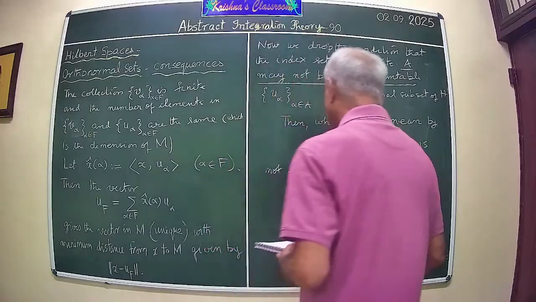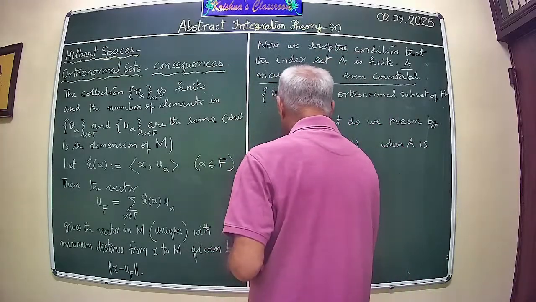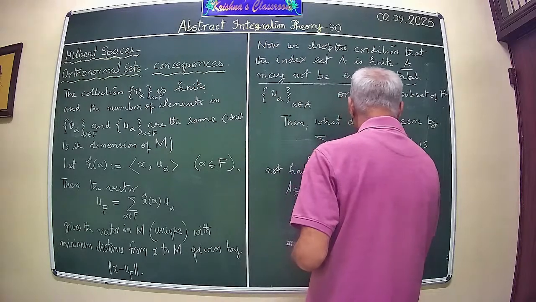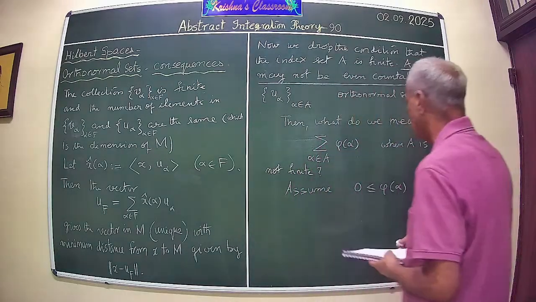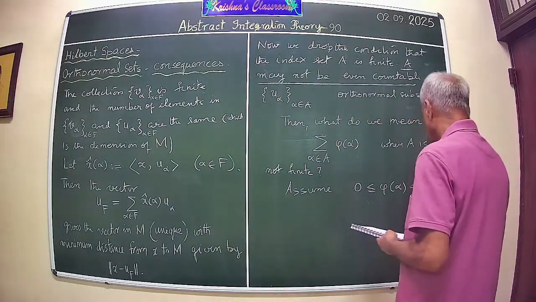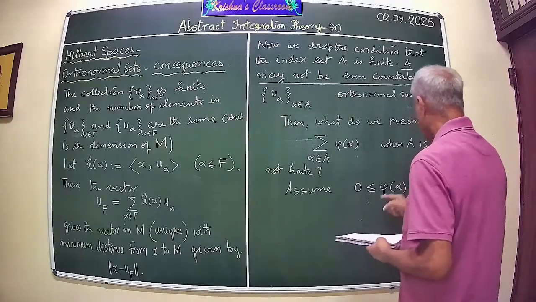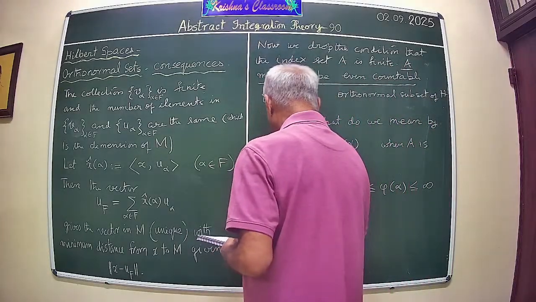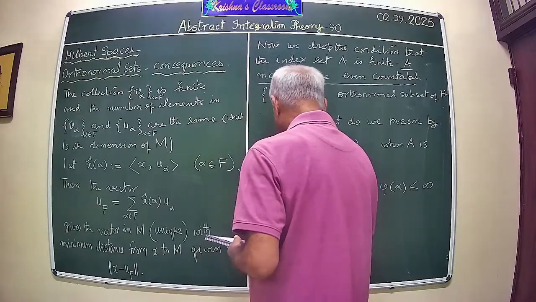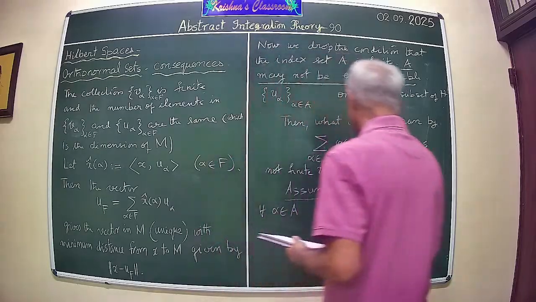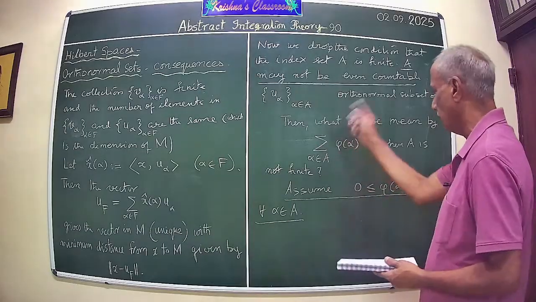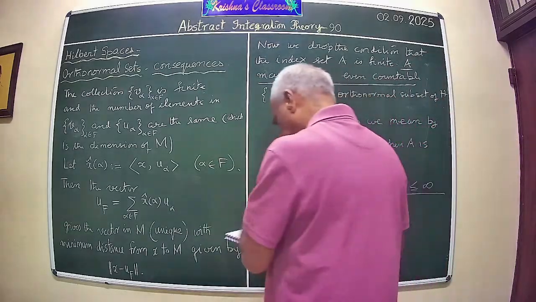Assume that these are just complex numbers, now real numbers, x hat alpha, alpha belonging to A. So this is the assumption. Then we attribute a meaning to this sum. Okay, what do we mean by this?